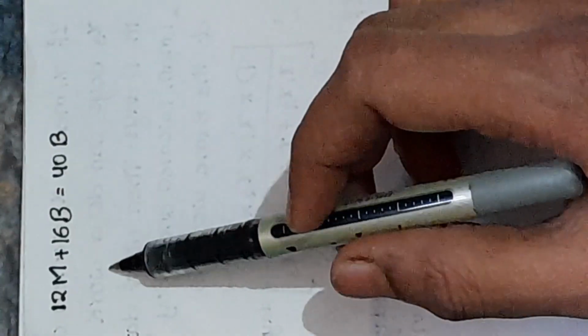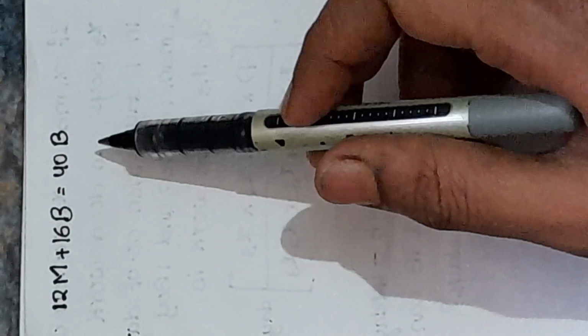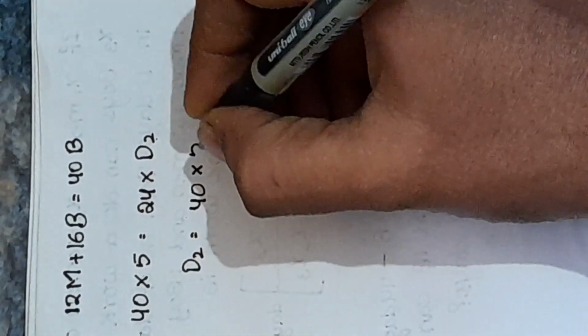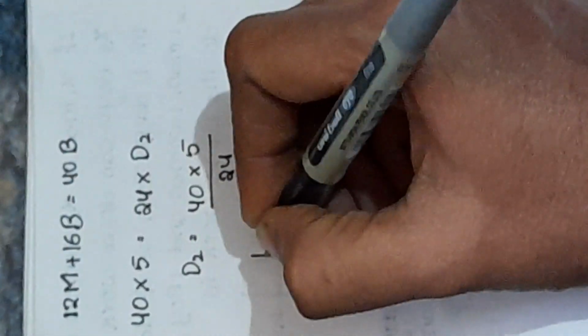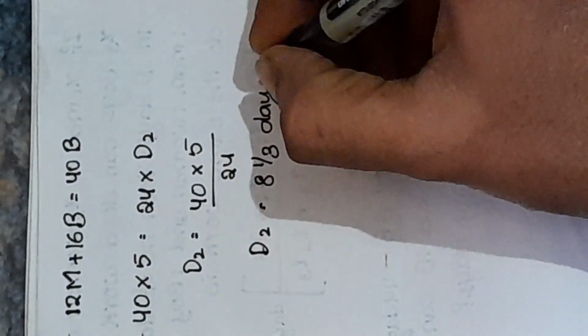Now the question becomes, if 40 boys can do a piece of work in 5 days, how long will 24 boys take to do it? That is, if 40 boys take 5 days, 24 boys take how many days? D2 is equal to 40 into 5 by 24, which is 8 1 by 3 days.